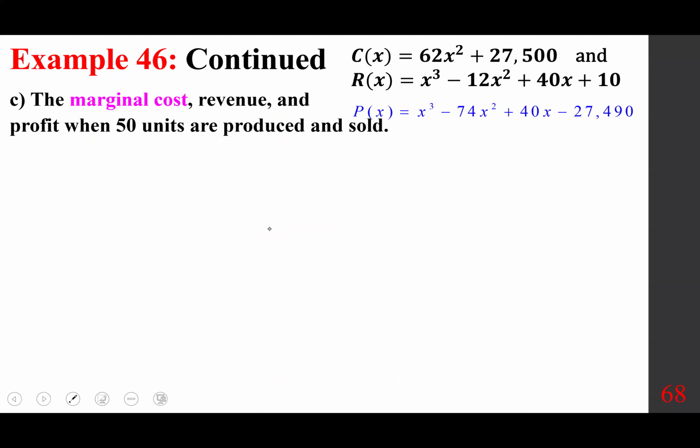Now, we are looking at the same question. We're going to continue with the question. We are looking for the marginal cost, revenue, and profit. That means marginal cost, marginal revenue, and marginal profit when 50 units are produced and sold.